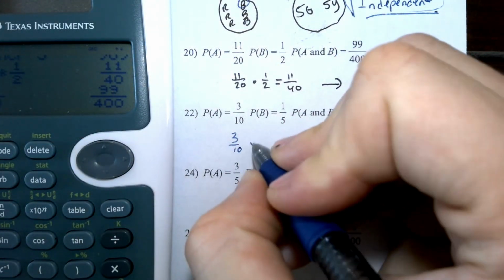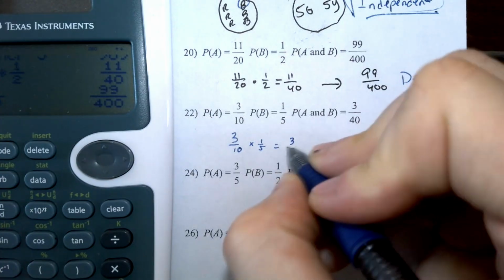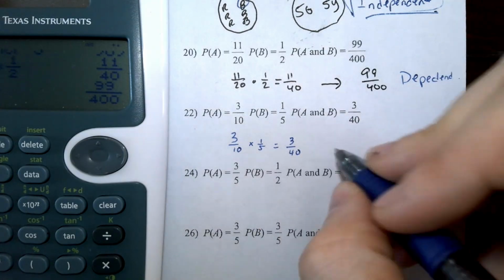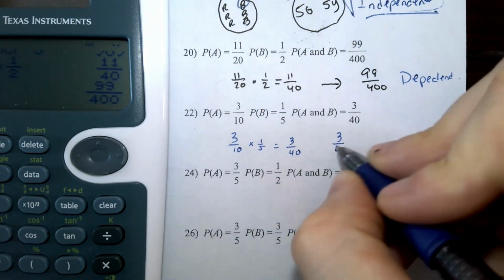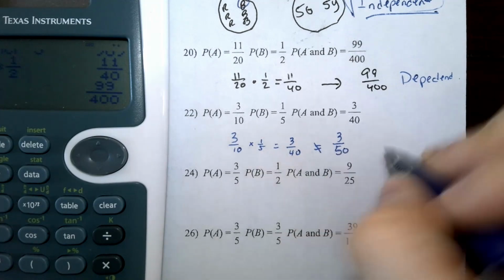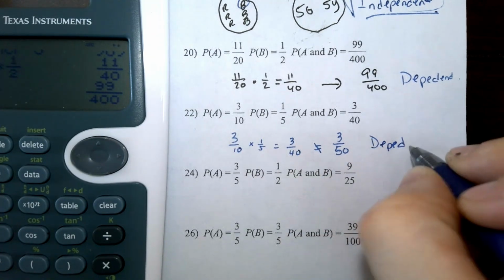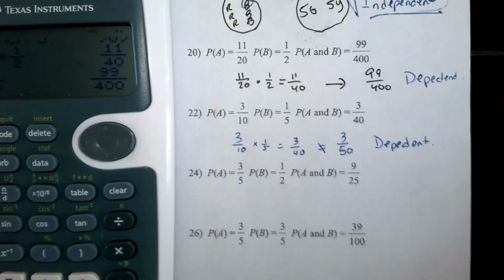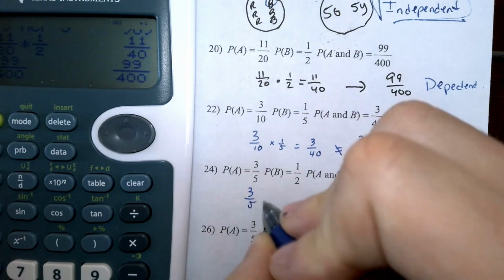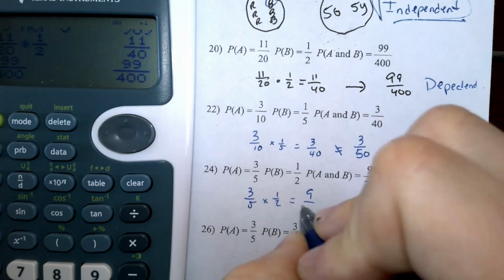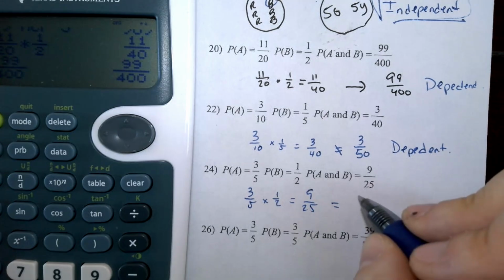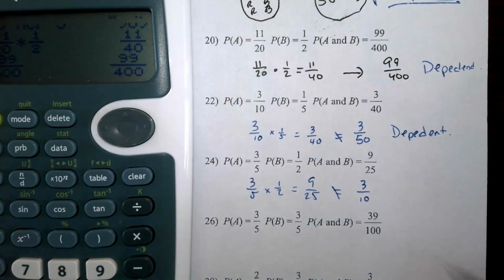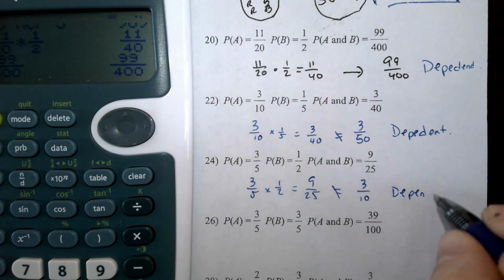Does 3 out of 10 times 1 out of 5 equal 3 out of 40? The answer is no, because 3 out of 10 times 1 out of 5 is 3 out of 50, and 3 out of 40 does not equal that. Therefore, they're dependent. Oh my gosh, dependent, not independent. We've got to find one that works. Does 3 out of 5 times 1 out of 2 equal 9 out of 25? No, it doesn't. That is 3 out of 10, and 3 out of 10 does not equal 9 out of 25. So that is also dependent. I need to find an independent one.